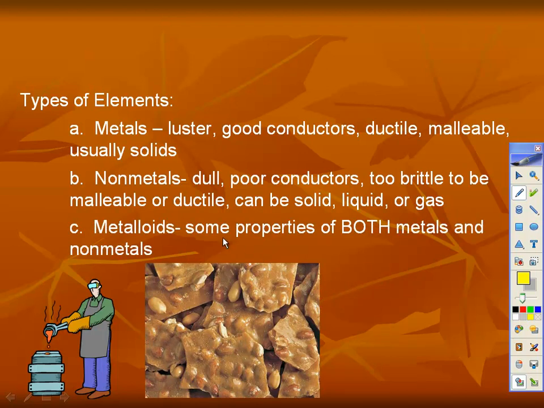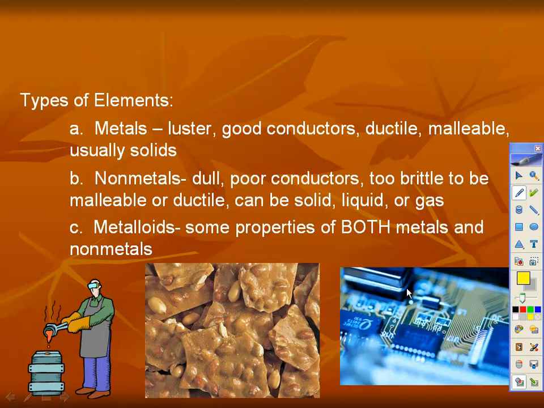And metalloids are sort of the junk drawer category. They really have properties of both at the same time, so we have a hard time distinguishing whether they're metals or non-metals. So we call them metalloids because they really act like both. Metalloids are awesome for things like computer chips and chips in your phones because they can conduct, but not to a super high extent. They work really, really well for electronics.